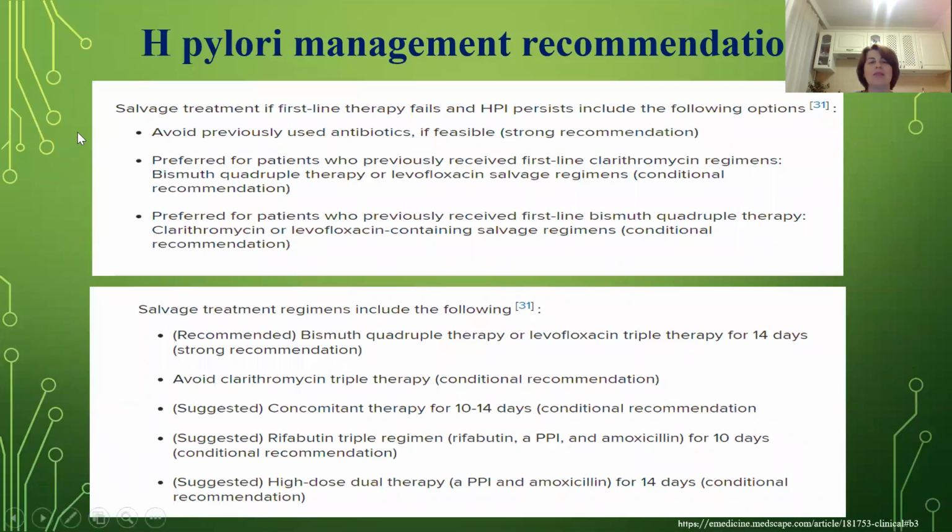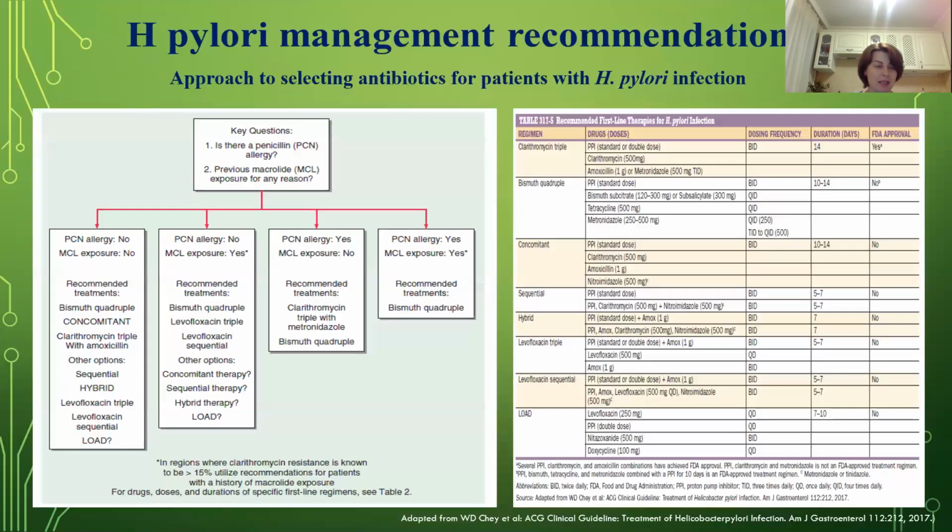Salvage treatment is used if the first-line therapy fails and Helicobacter pylori persists. It includes the following options: avoid previously used antibiotics. Preferred for patients who previously received first-line clarithromycin regimens is bismuth quadruple therapy or levofloxacin salvage regimens. For patients who previously received first-line bismuth quadruple therapy, a clarithromycin or levofloxacin containing salvage regimen is preferable. Salvage treatment regimens include the following: bismuth quadruple therapy or levofloxacin, avoid clarithromycin triple therapy, concomitant therapy for 10 to 14 days, rifabutin triple regimen, or high-dose dual therapy for 14 days.